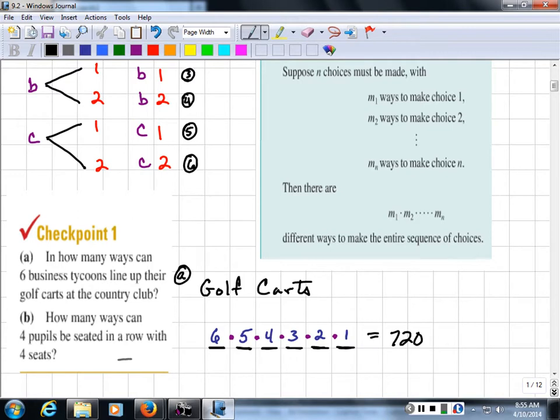Okay? What we've just done is an example of the multiplication principle, and it also brings up another operation in the pantheon of math operations.